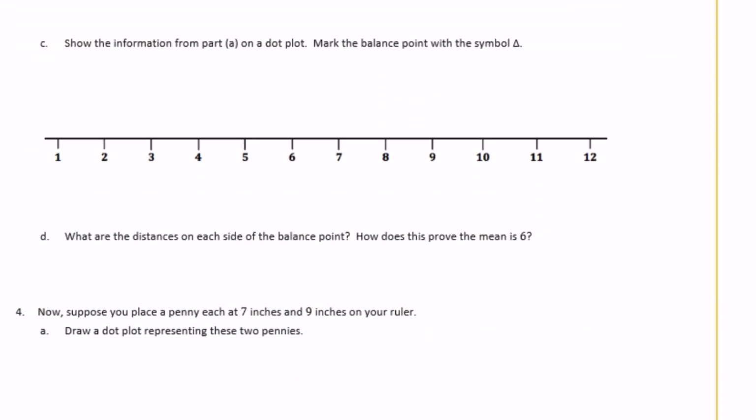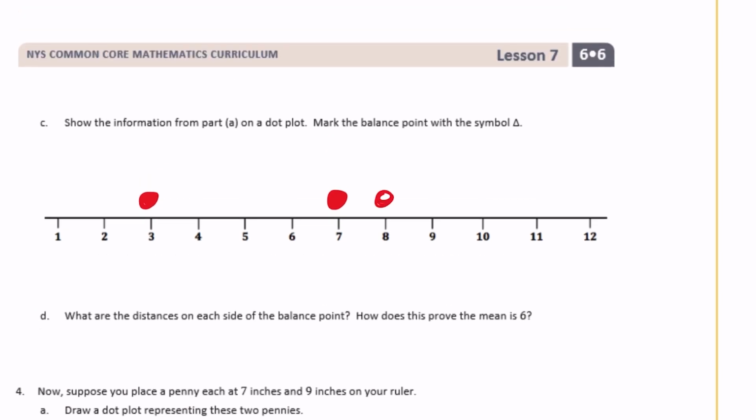Okay, show the information from part A on a dot plot. Mark the balance point with a symbol, a triangle. Okay, so we had 1 at 3, one at 7, and 1 at 8. And then the balancing point was right there.